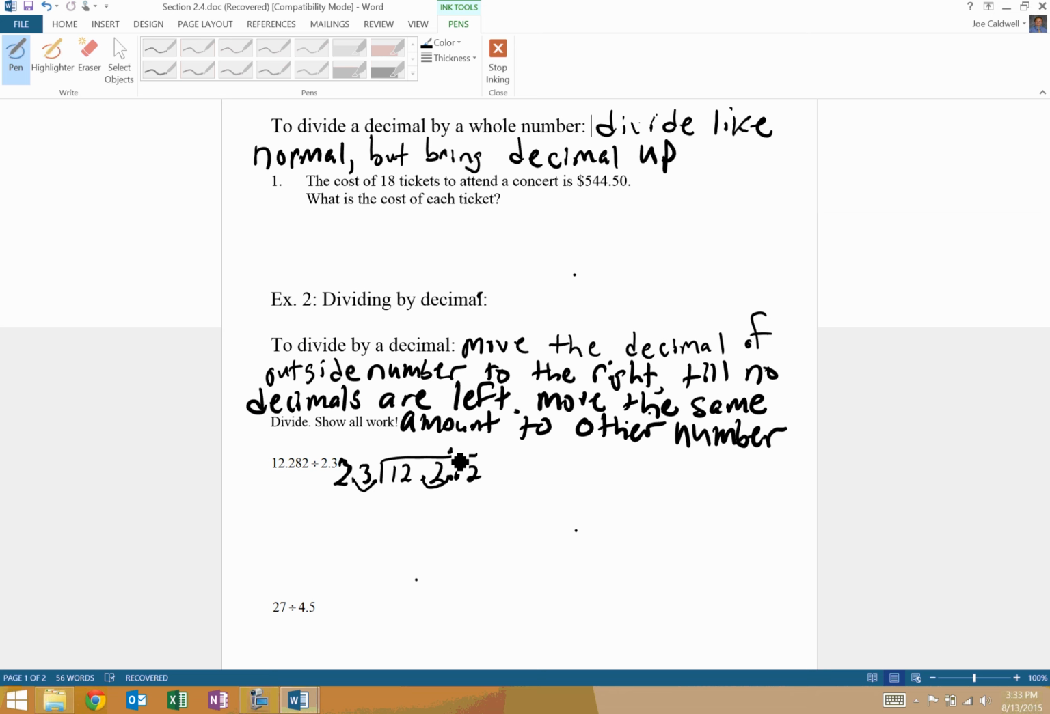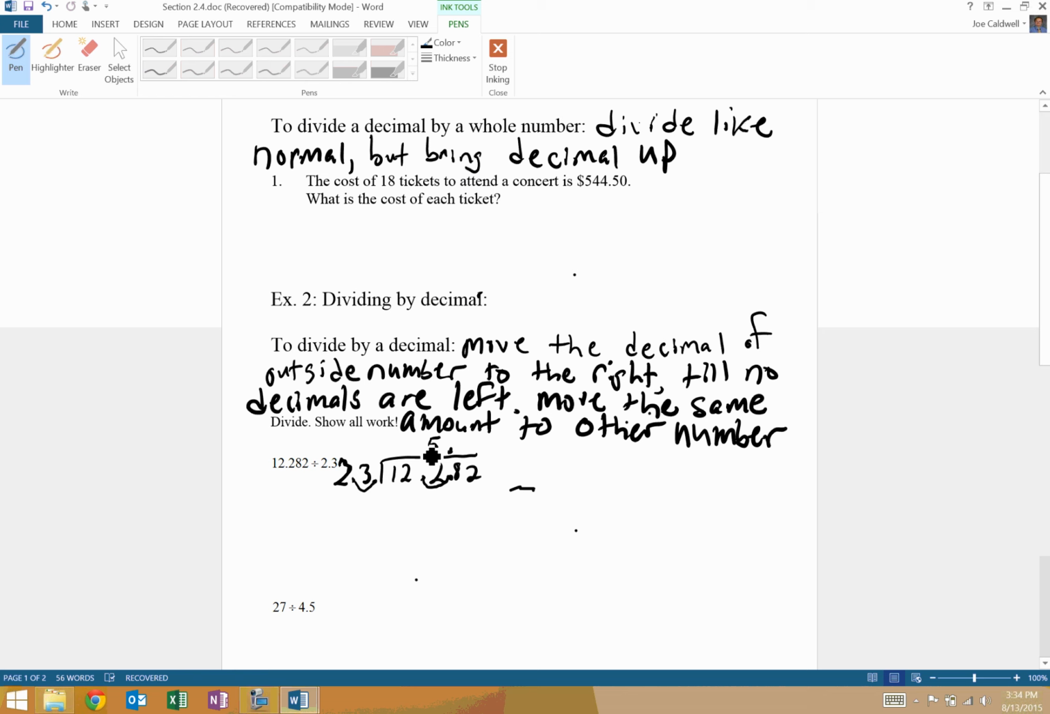And now I just divide like normal. First I say, can 23 go into 12? No, it can't. Can 23 go into 122? Yes, it can. How many times is your question. It can go in 5 times.